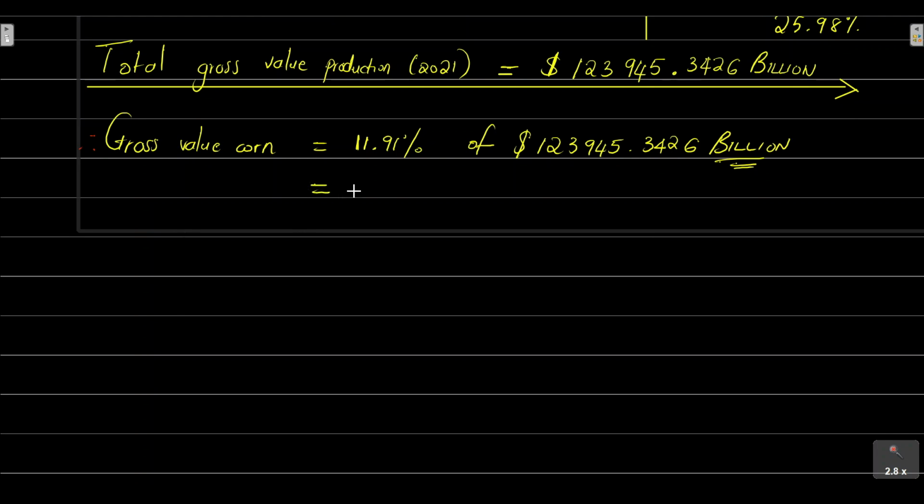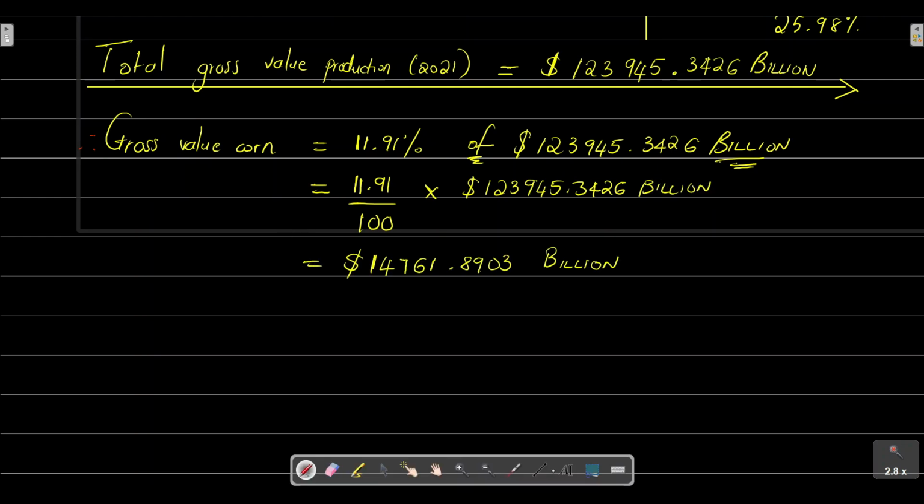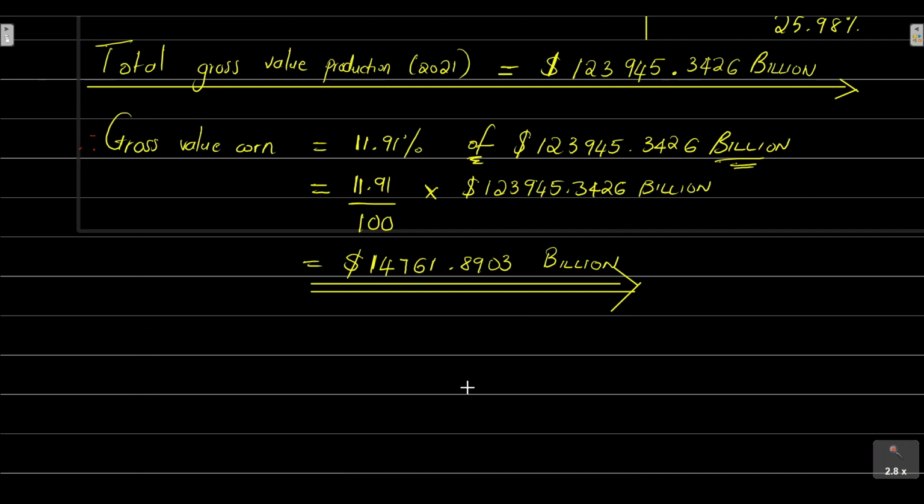In this case, you take 11.91%, divide it by 100, and multiply, when you see "of", by 123,945.3426 billion. If you punch this into your calculator, the gross value for the production of corn in 2021 was equal to 14,761.8903 billion US dollars. All right, and we are basically done with question 5.1.4.